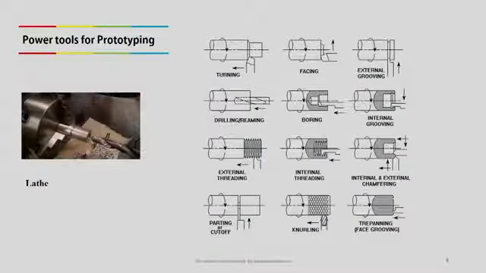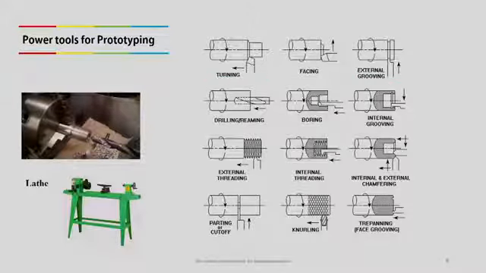Now, I will be discussing power tools which are stationary for prototyping. First one is lathe. In the lathe machine, you can do operations like turning, facing, external grooving, drilling, boring, internal grooving, external threading, internal and external chamfering, parting, knurling. And here I should mention that wood lathe is slightly different from metal lathe.